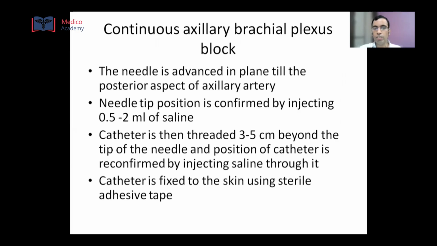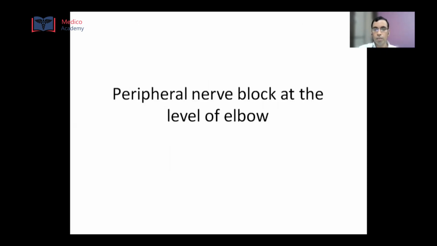withdrawn. The position of the catheter is reconfirmed by injecting saline through the catheter. The catheter, after confirming the position, is then fixed to the skin using sterile adhesive tape. This finishes the axillary brachial plexus block.